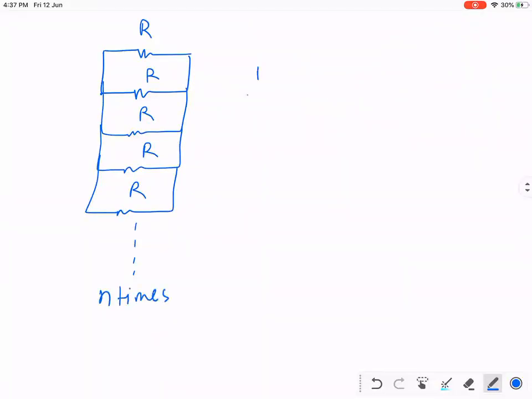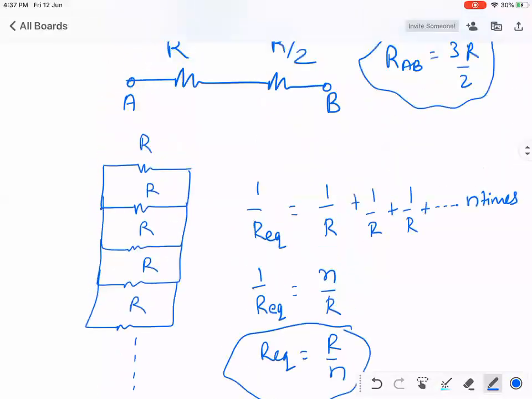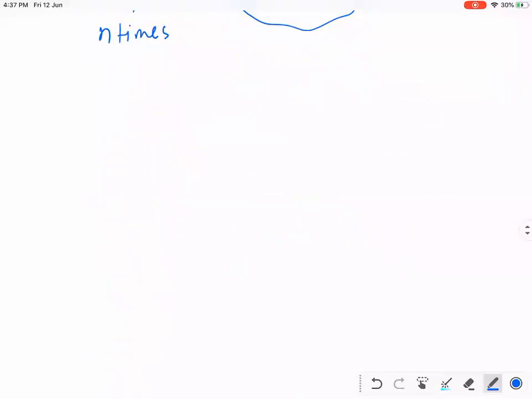You will add like this: 1 upon R equivalent is equal to 1 upon R plus 1 upon R plus 1 upon R, N times. And then you will reverse them again. N by R, reverse your answer, R by N. Always remember. Now let's attempt another question. We will increase levels one by one.